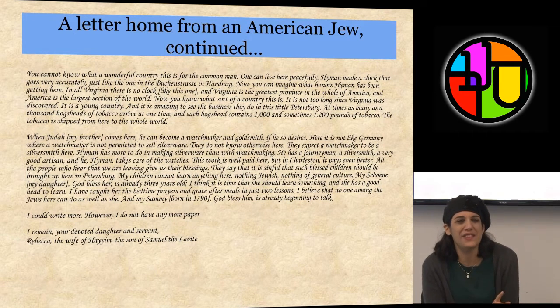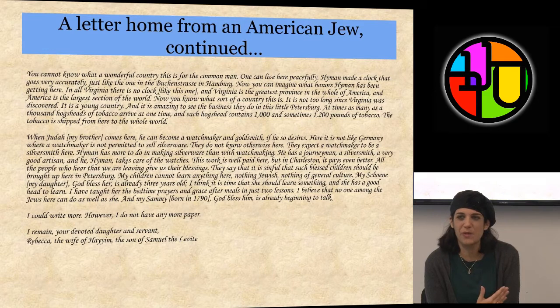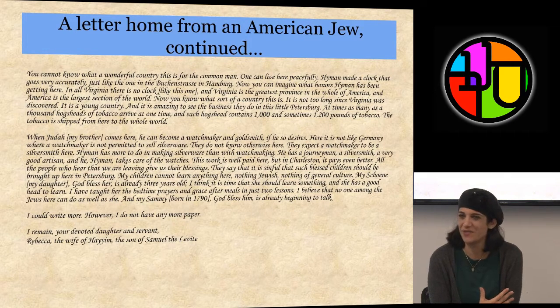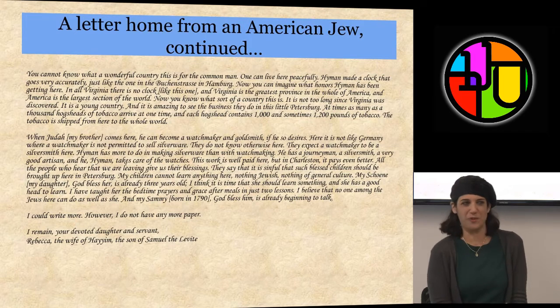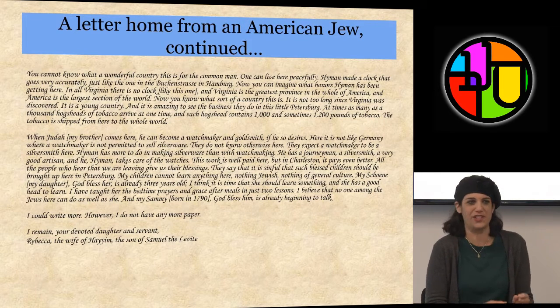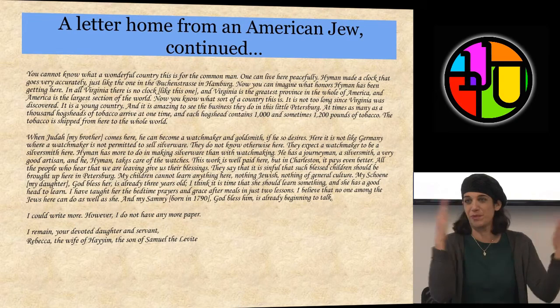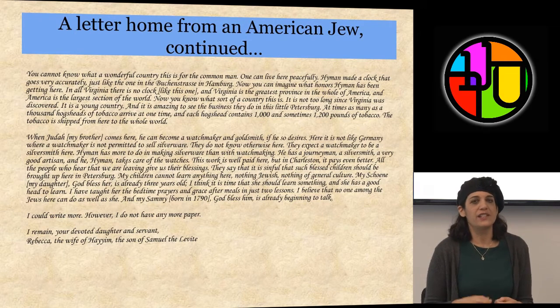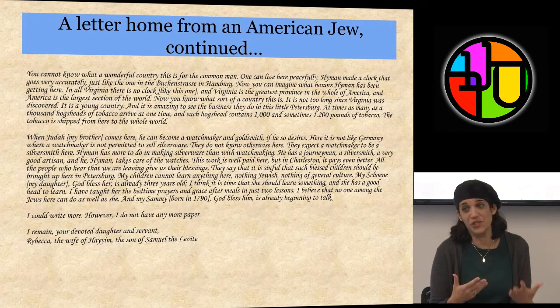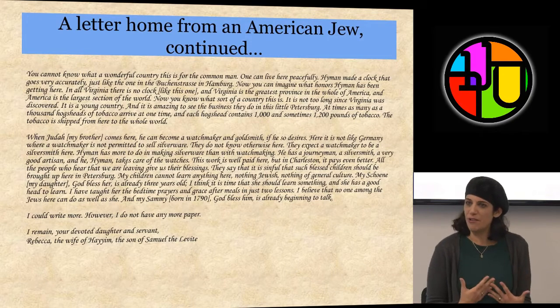I think there's something very interesting about their feelings toward America. I read in this letter a sense of pride, right? She's very proud of America. Virginia's big, and they have 1,200 hogsheads of tobacco, and Virginia's the best province in America, and America's the biggest place in the world. And so despite the train wreck of their Jewish life, she's proud of being an American. Like she's happy. She's proud.